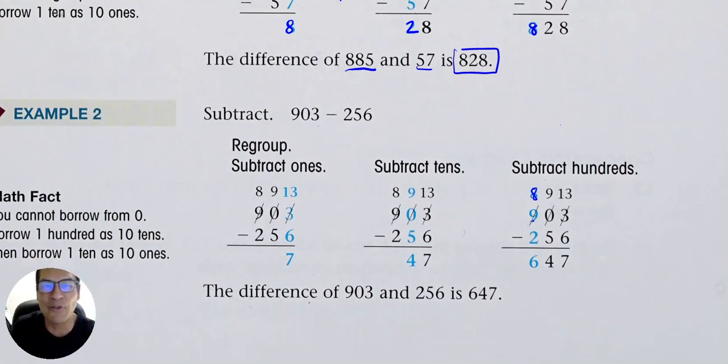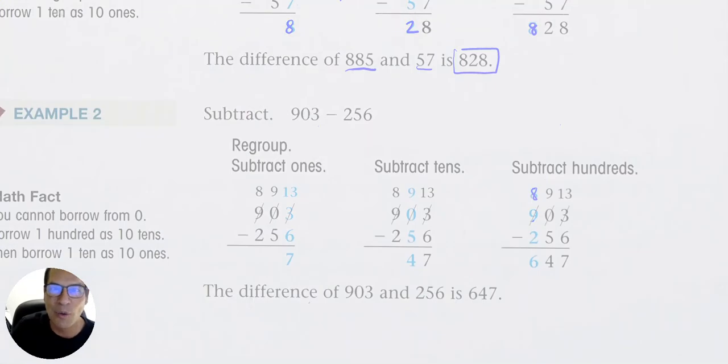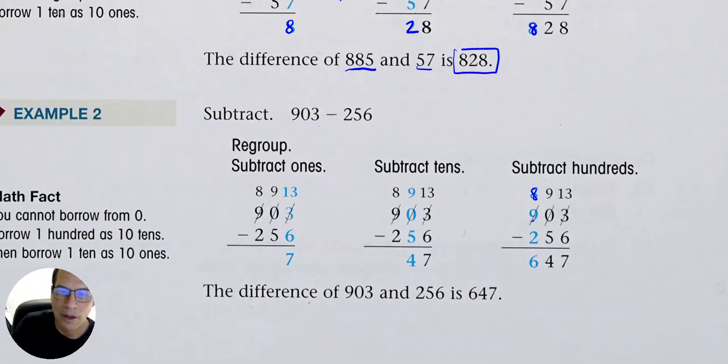Let's follow the same rules with borrowing. We're going to find the difference between 903 and 256. We have 3 and 6. That's not going to work, so we're going to have to borrow from that tens place. So we have a 0 here in the tens place, the 10. We're going to borrow 1 from that 10, so it's going to become a 9. So we're still in our ones place. We borrowed, so that becomes a 13. 13 minus 6 is 7.